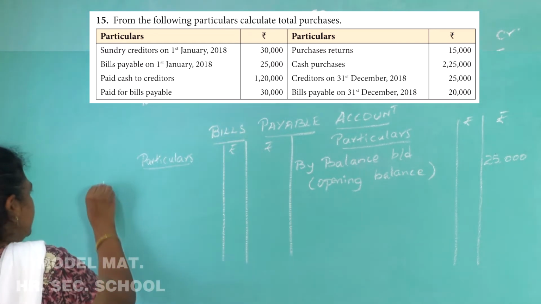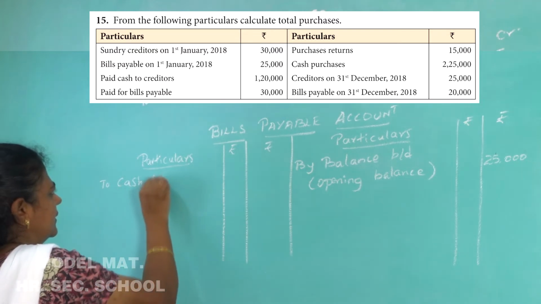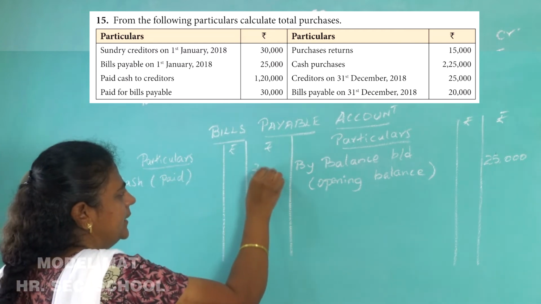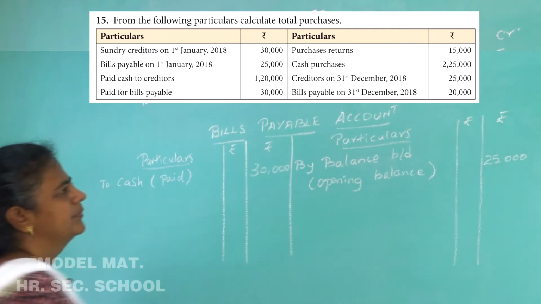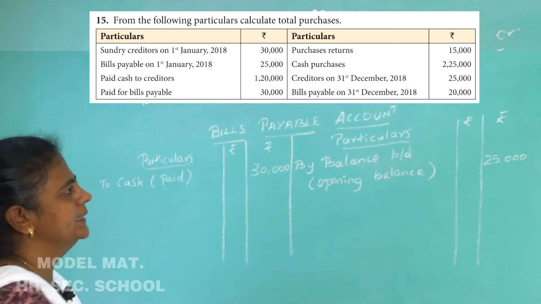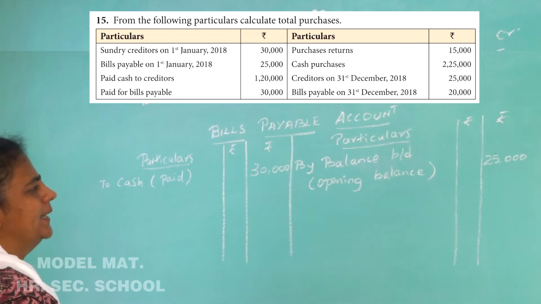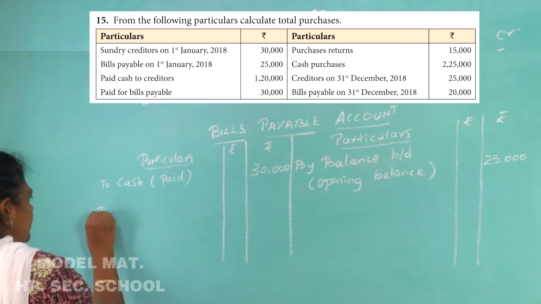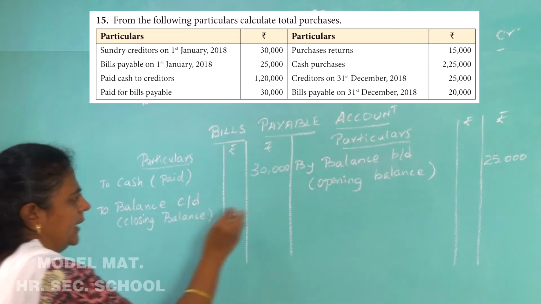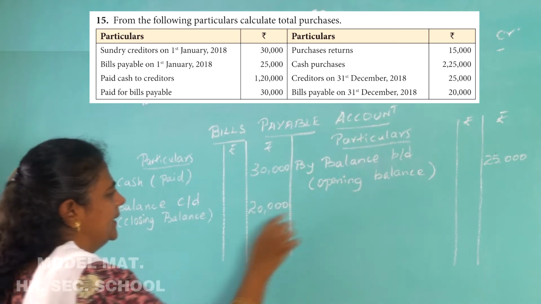Next, paid for bills payable 30,000. Paid. So you write here, to cash paid for bills payable, 30,000. The next item, bills payable on 31st December 2018, 20,000. Closing balance of bills payable is 20,000. That you write here, to balance carried down, closing balance, 20,000. Only 3 items are given.